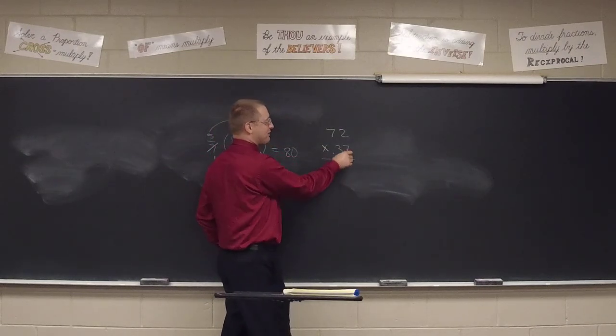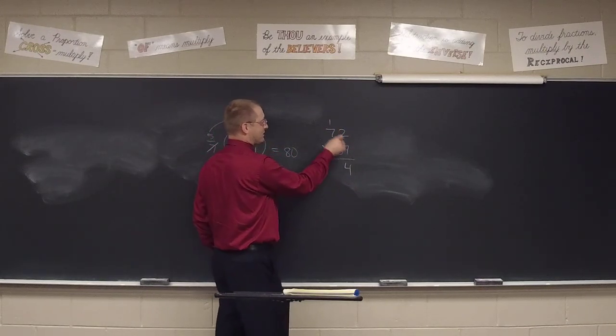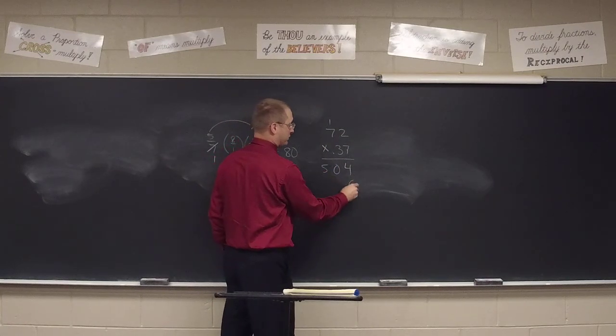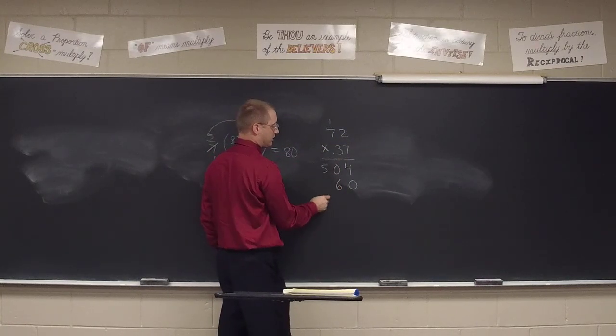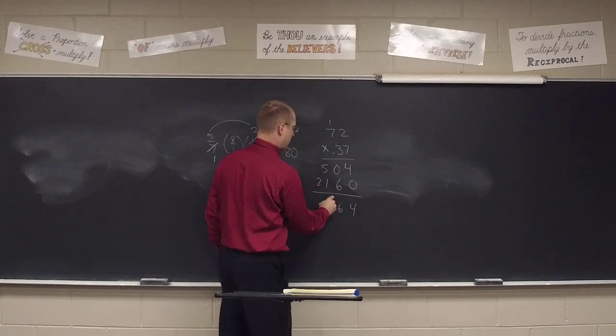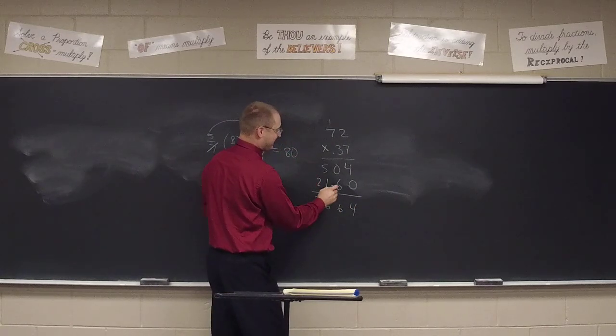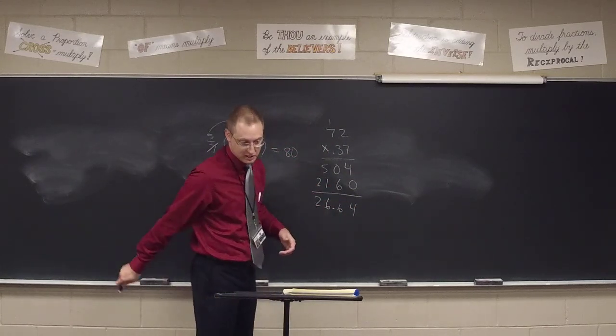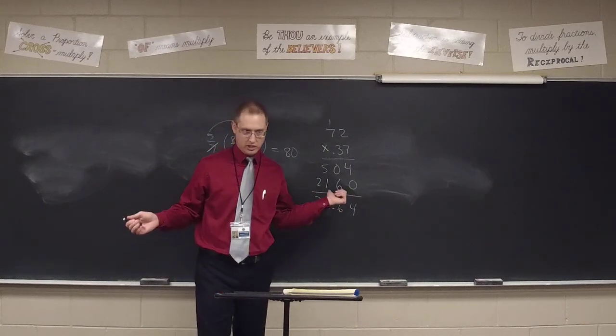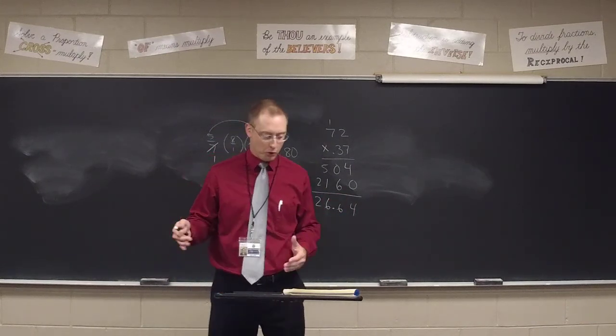7 times 2? 14. And 7 times 7 plus 1? 50. And put the 0. 3 times 2? 6. And 3 times 7? 21. And there's nothing to carry there. Oh, that's 6, not 7. And 2 decimal places, 26.64. Look right? Yes. All right, questions on that? Makes sense? Going out of order on the multiplication.